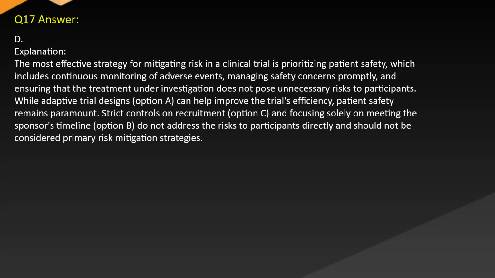Answer: D. Explanation. The most effective strategy for mitigating risk in a clinical trial is prioritizing patient safety, which includes continuous monitoring of adverse events, managing safety concerns promptly, and ensuring that the treatment under investigation does not pose unnecessary risks to participants. While adaptive trial designs, option A, can help improve the trial's efficiency, patient safety remains paramount. Strictness on recruitment, option C, and focusing solely on meeting the sponsor's timeline, option B, do not address the risks to participants directly and should not be considered primary risk mitigation strategies.